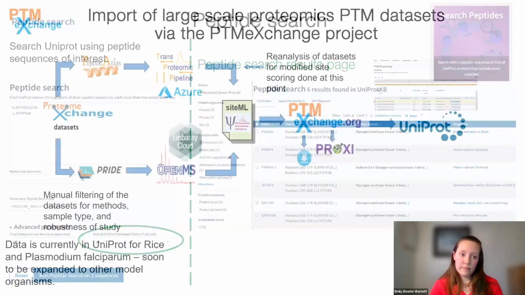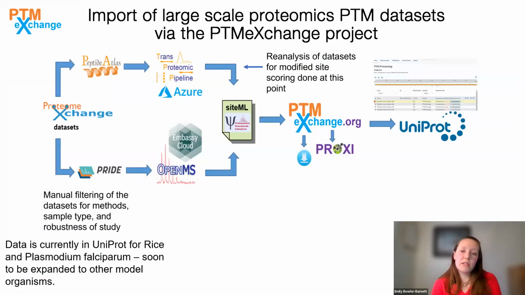And now I'm going to introduce another bit of proteomics data that we have in UniProt. This has been around about a year now. This project is called the PTM Exchange Project. It is a collaboration between UniProt, PRIDE, PeptideAtlas, and the University of Liverpool. And it takes a set of data sets from ProteomeXchange that are then filtered with particular methods, sample types, and robustness of study. It's then analysed and compared to PeptideAtlas, and it's reanalyzed in a context that gives a scoring for each post-translational modification before the results come to UniProt.